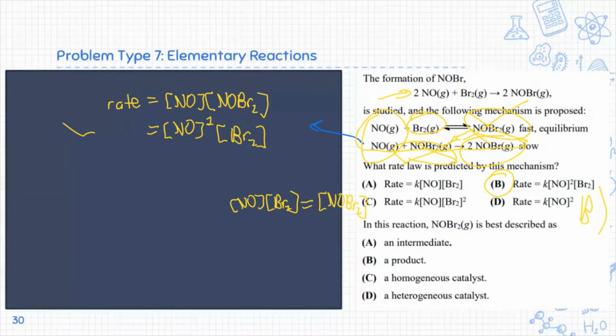because, well, in order for something to be considered a catalyst in a mechanism, it has to be present first as a reactant, and then lastly, it has to be at least reformed as a product. Does that make sense? But in this case, because NOBr2 is directly made by the reactants, it is considered an intermediate. Okay, so here the answer would be A.